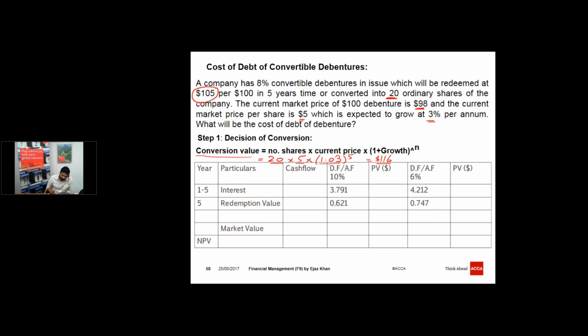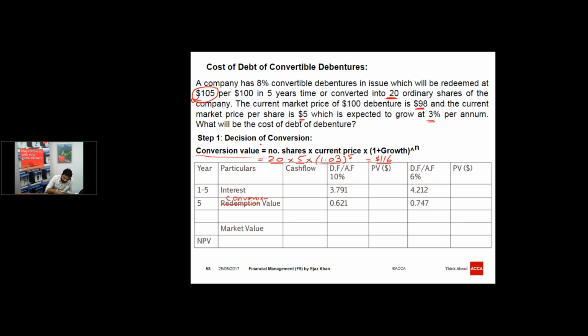Okay, now let's calculate. Now forget about this 105. Now we don't have redemption value. We'll have conversion value in our question. Okay, we'll repeat the calculation. The only difference will be, we used to write redemption value earlier. Now we will write conversion value instead of redemption value. We write the higher of the two in case of convertible debentures, because this investor is not going to get $105. This investor is going to get $116 worth of shares.